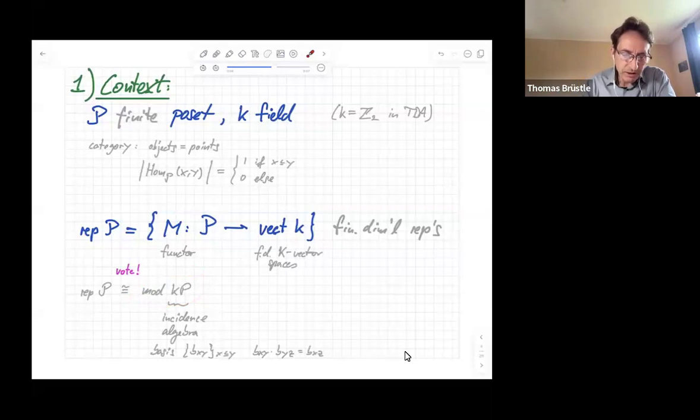We do know that if instead of posets we study quivers, then rep Q is equivalent to modules over the path algebra of the quiver. So this is the same equivalence, the same story: you can view representations of quivers as representations, or you can study modules over the path algebra of the quiver. These are equivalent categories. And really, in TDA, in topological data analysis, they take this functorial point of view.